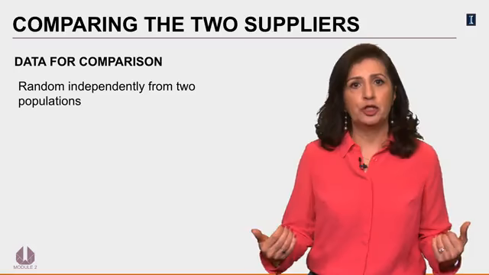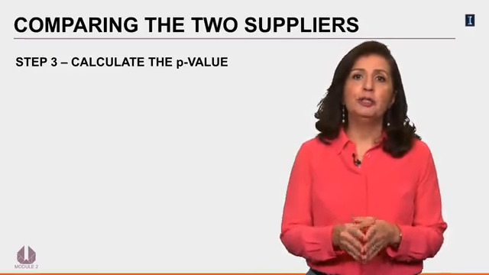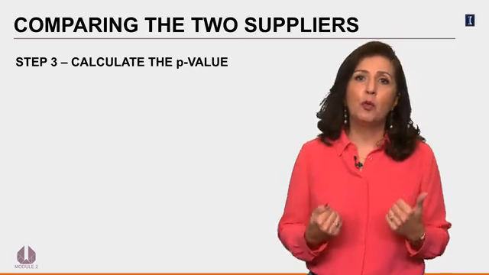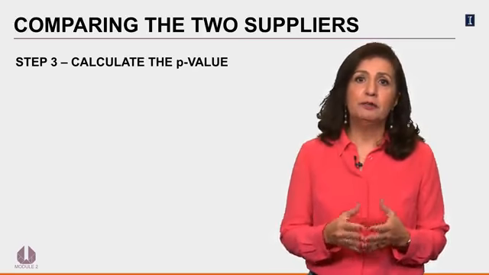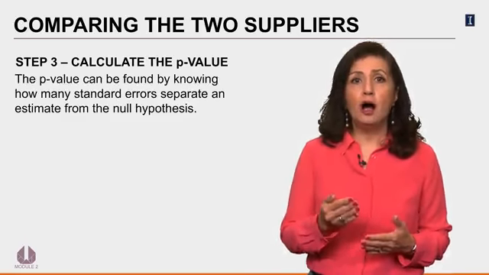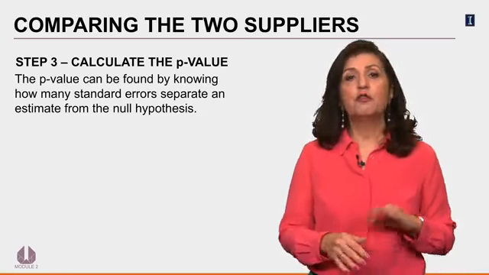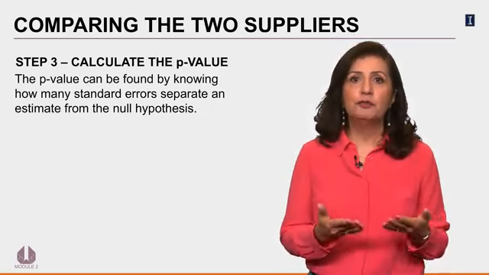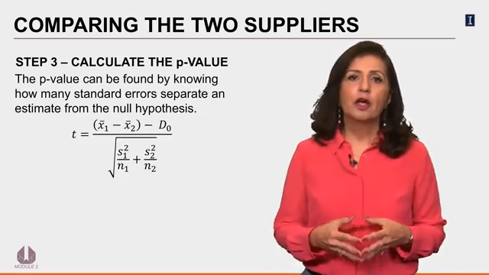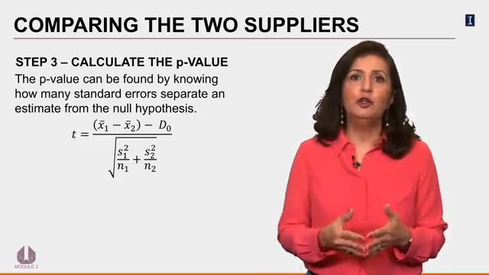Like before, the p-value is going to be the probability of finding sample results like the one we found. This probability, which we call the p-value, can be found by knowing how many standard errors separate our sample difference from the hypothesized difference, which we refer to as the test statistic denoted by T. We have done this in earlier lessons. The difference in this lesson is the value of D0.